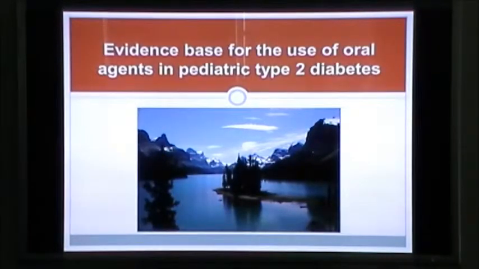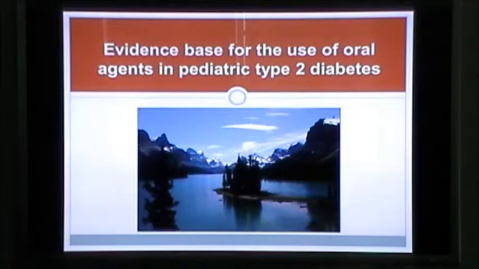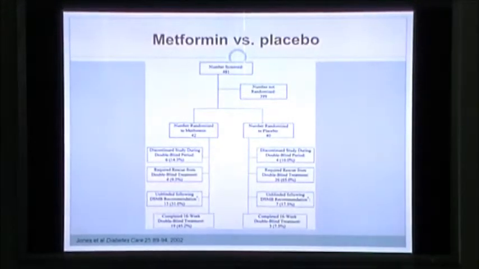Okay, so that's the background. I was asked to talk about treatment options, and let me show you what our current evidence base is. And this is not going to take very long. The first drug that was approved for treatment of type 2 diabetes in kids was Metformin. It's widely used in adults with diabetes. It's got a lot of nice features. But let me show you what the evidence base looks like.